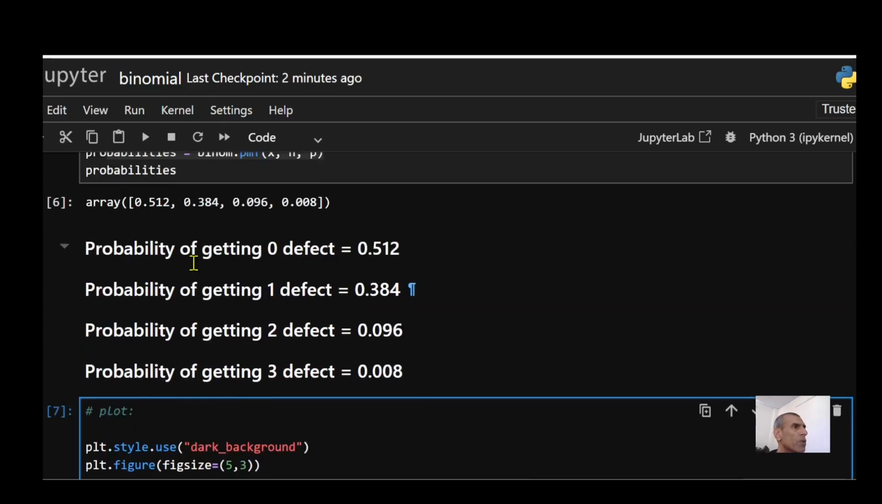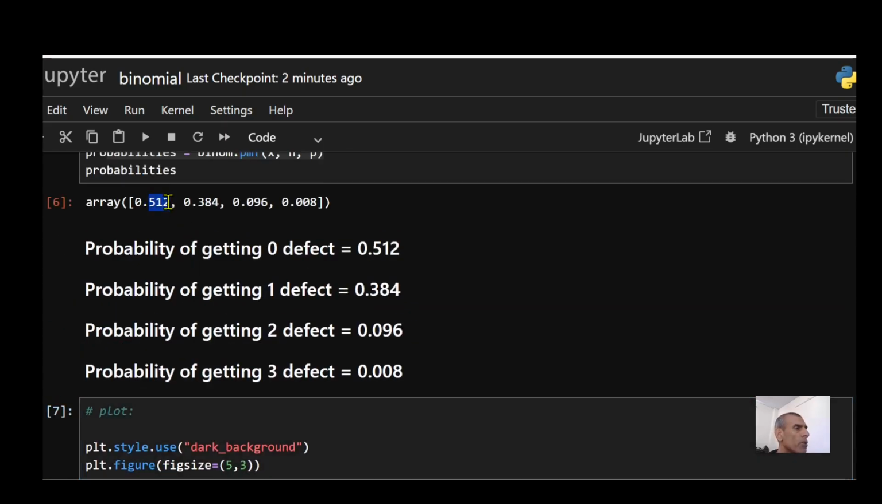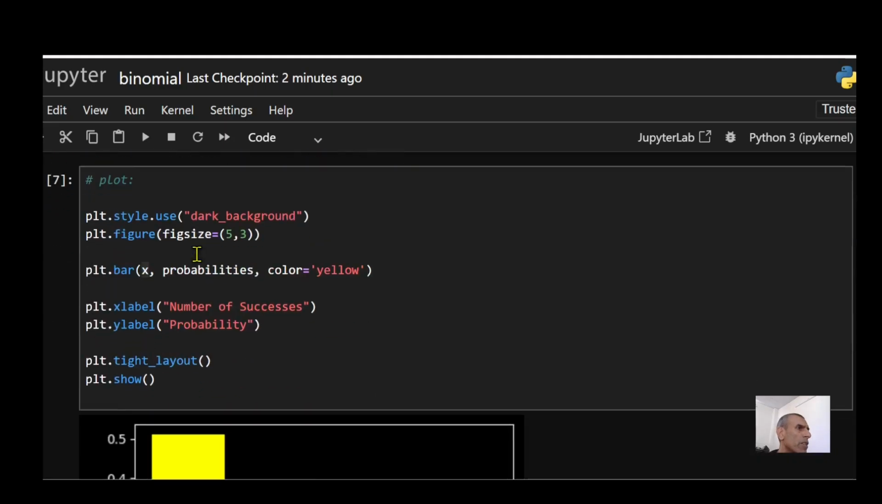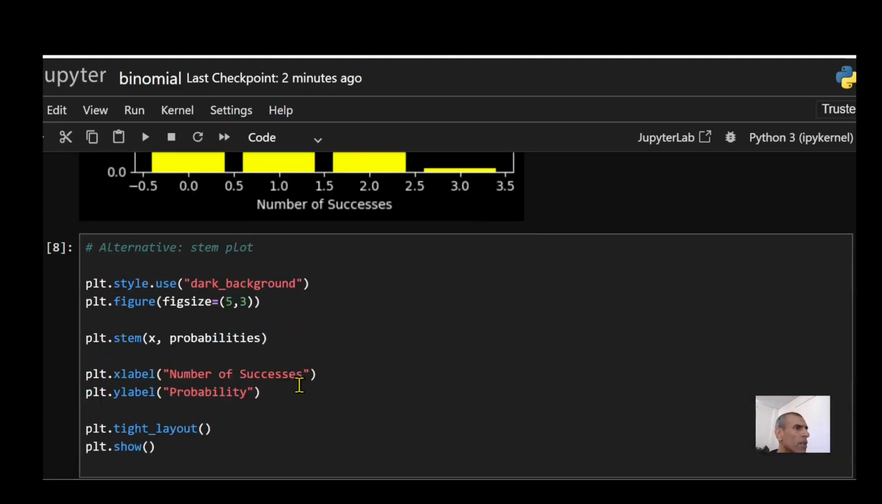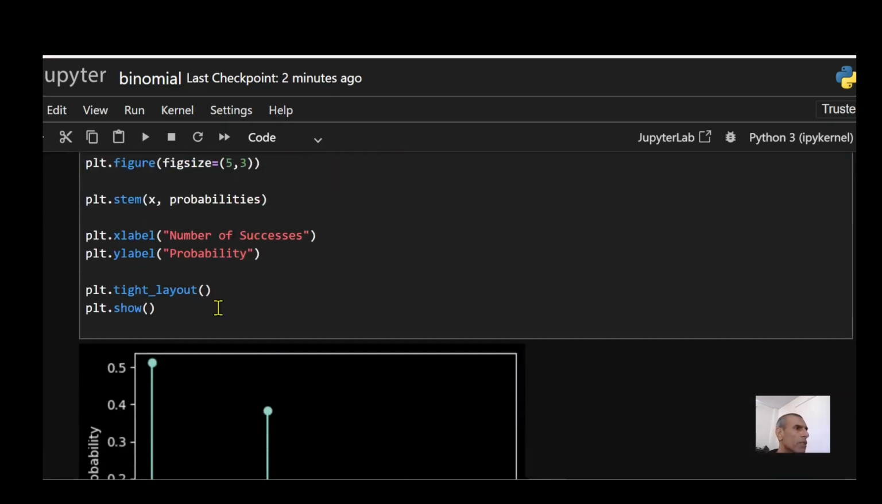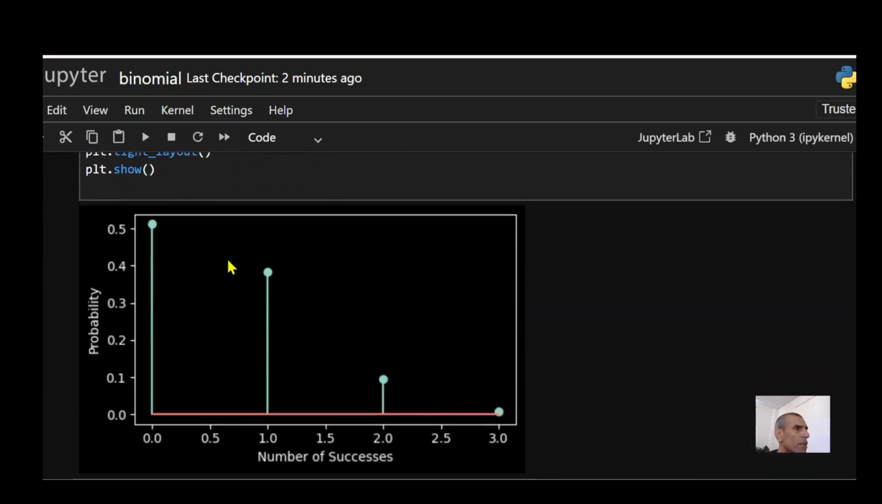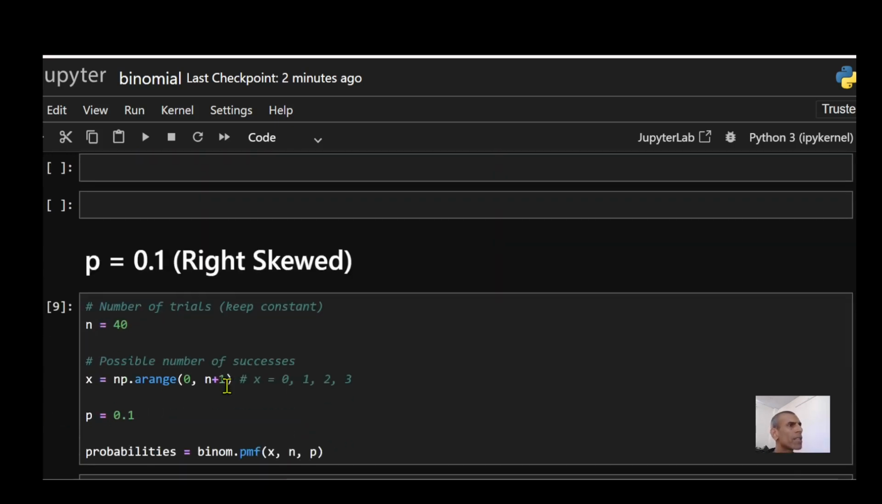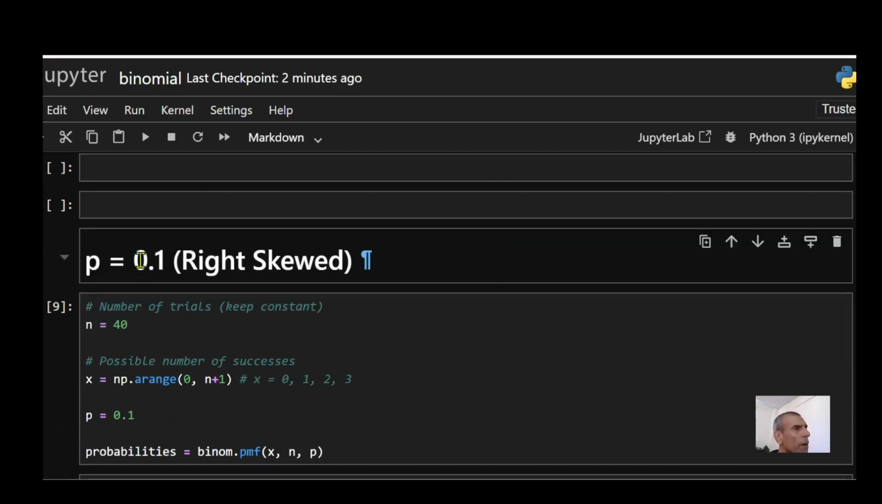over here. So you can see 0.512, 0.384, 0.096, 0.008. Yeah, the numbers are going down. Then I'm doing the stem plot. In the stem plot, you can see your probabilities are going down. So the probability of getting 0 is this number, the probability of getting 1 is this, of getting 2, and of getting 3.